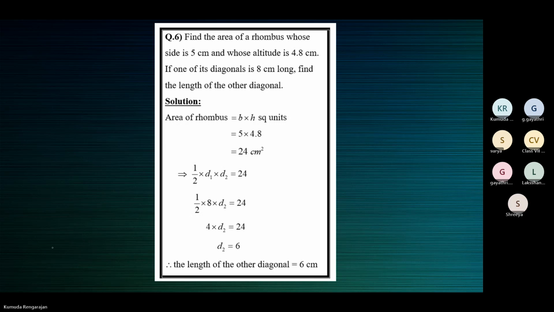All right. Surya? Yes, ma'am. Tell me about the formula to find the area of a rhombus. Ma'am, half d1 into d2. And the other one? Base into height, square units. Base is nothing but the side. Yes, ma'am. Okay.